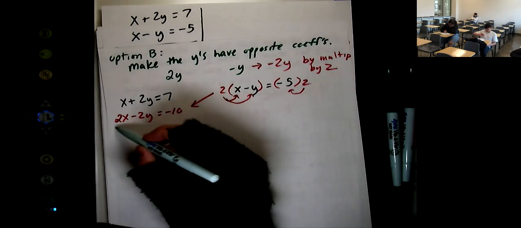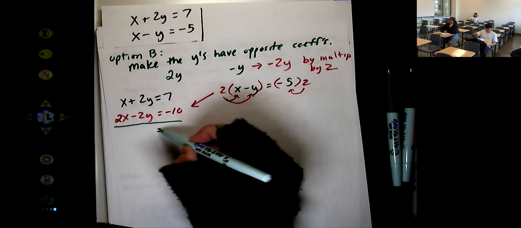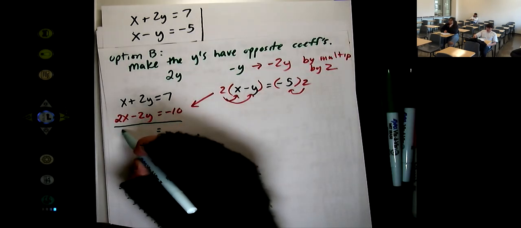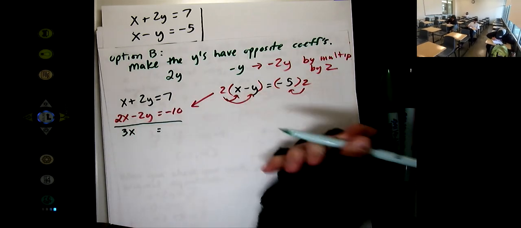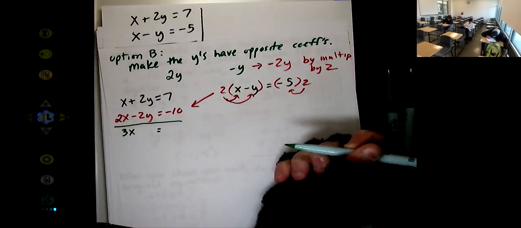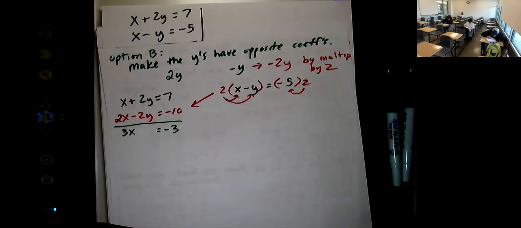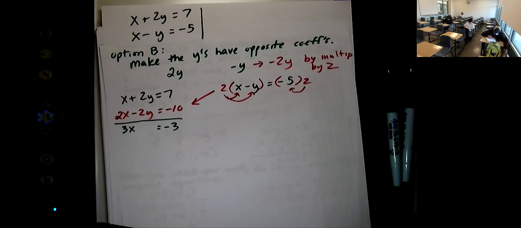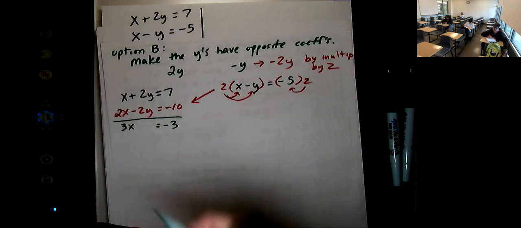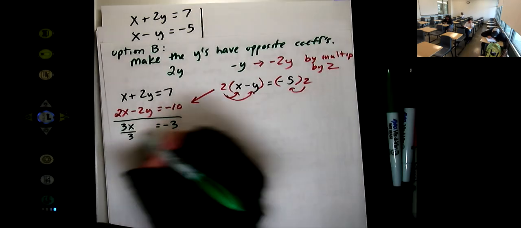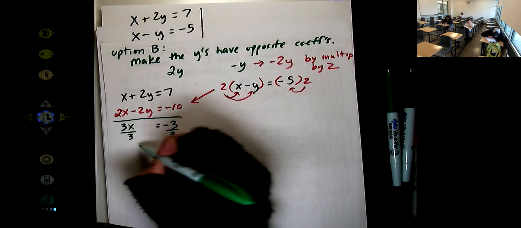If we add these up, the y's cancel out, and we're left with x plus 2x equals 3x. And 7 plus -10 is -3. Divide both sides by 3, and we get x equals -1.